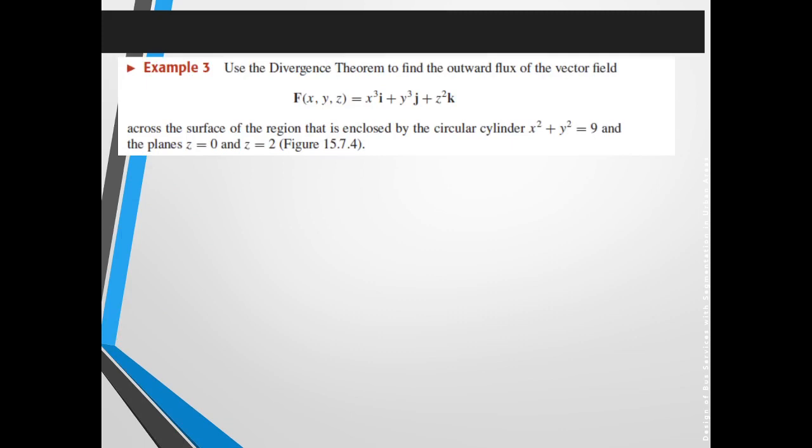Use the divergence theorem to find the outward flux of the vector field F of x, y, z equal to 3x cube i plus y cube j plus z square k.